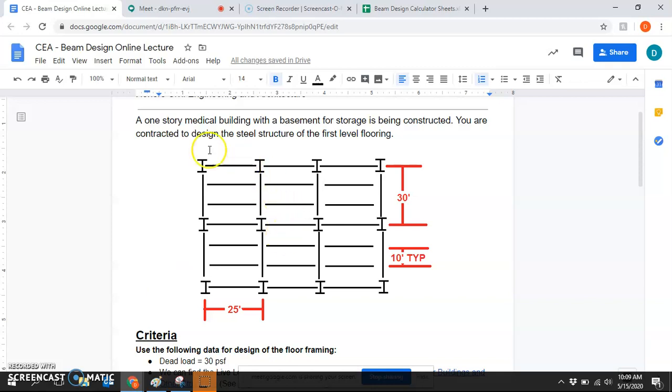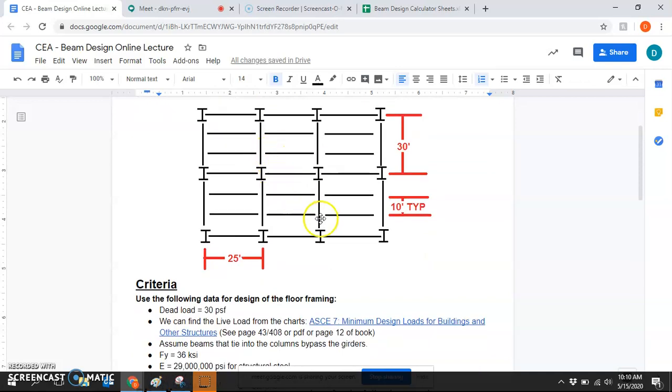So for this problem, we are going to do a one-story medical building with a basement for storage. So here is the steel frame right here. You can see that there are 12 columns. We have 1, 2, 3, 4, 5, 6, 7, 8 girders, and 1, 2, 3, 4, 5, 6, 7, 14, 21 beams overall. And now we're going to design each of them.